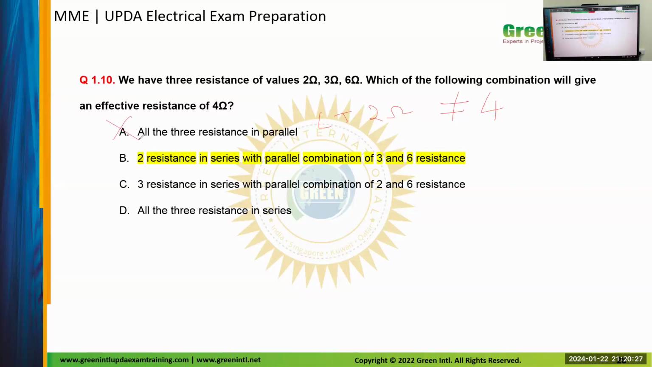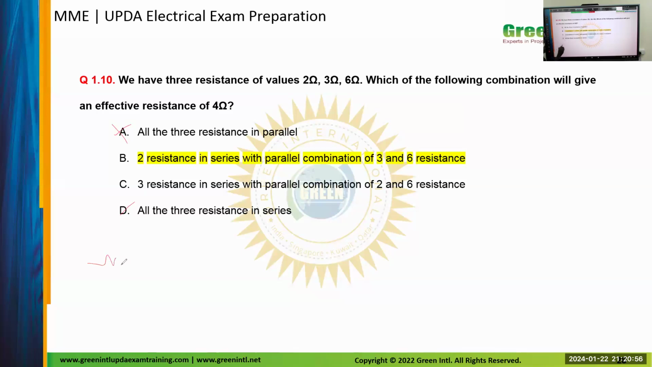Similarly, you go to option D. Here it is greater than 6 ohm, which is not equal to 4 ohm. So that's why option D is also wrong, because in a series circuit the total resistance value is always greater than the greatest resistance. So without doing the mathematical calculations, A and D are ruled out. Only two options remain, so now we do the calculations.